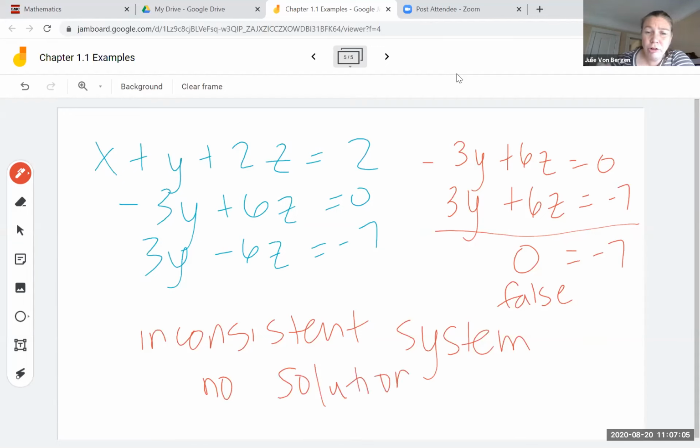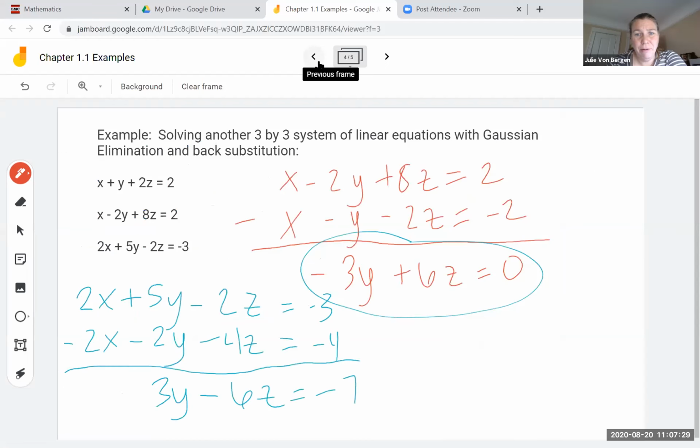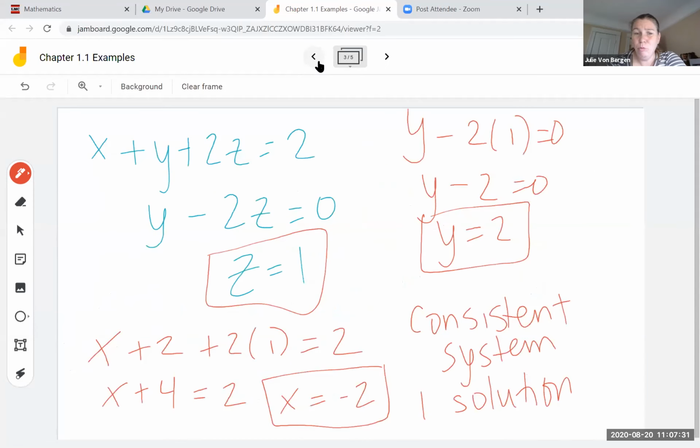So in conclusion, there are 3 different types of solutions you'll see to systems of equations. You'll see inconsistent systems where there's no solutions. If we had gotten something like 0 equals 0 or 7 equals 7, that would mean that there were infinitely many solutions and we're working with the same equations. And so that would be where all the equations are the same plane. And then the last possibility is a consistent system with one solution.